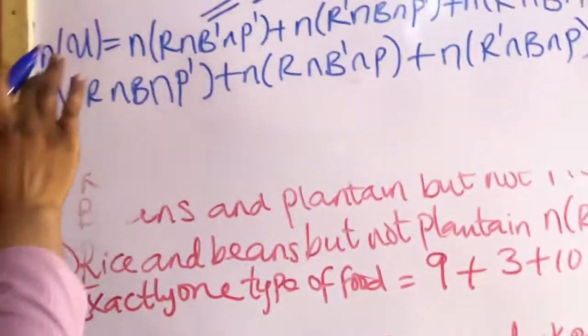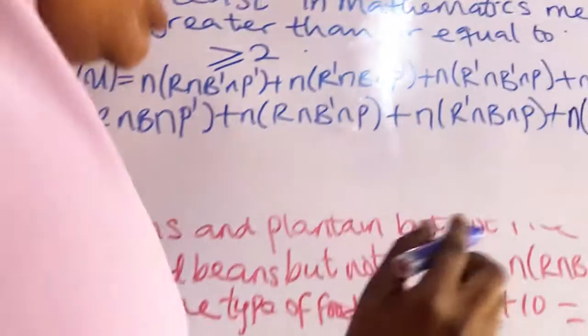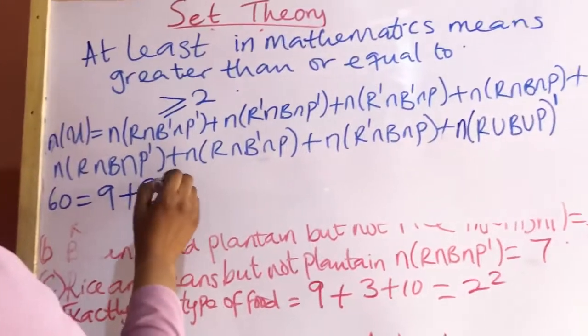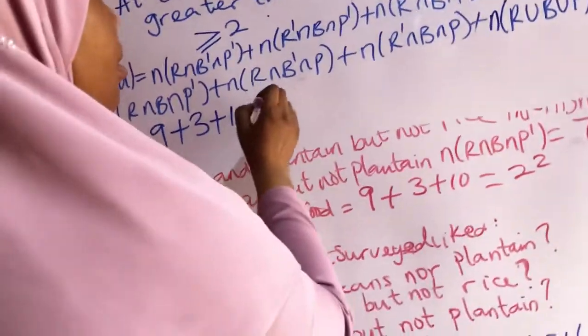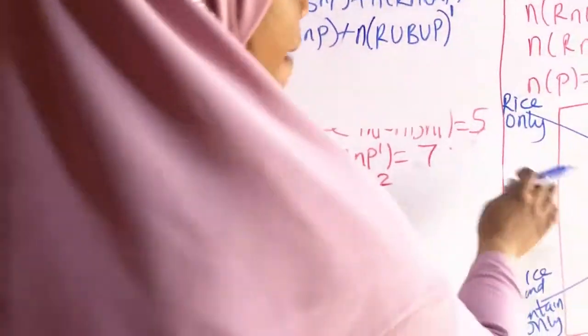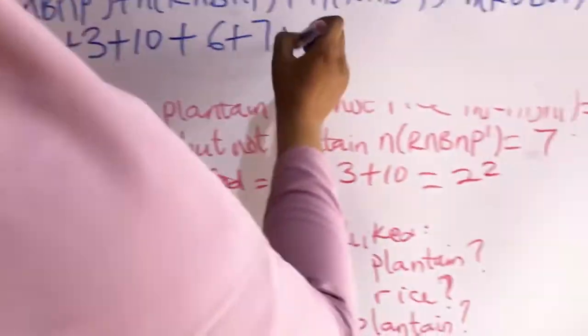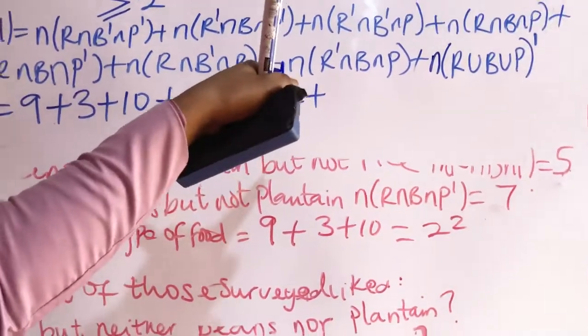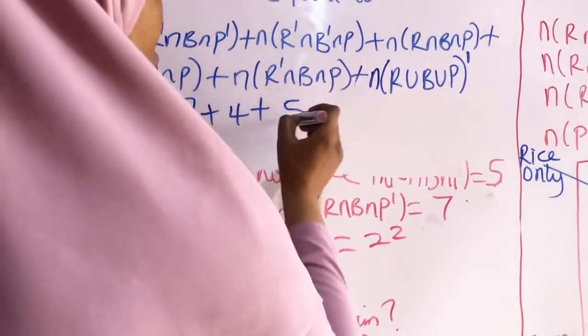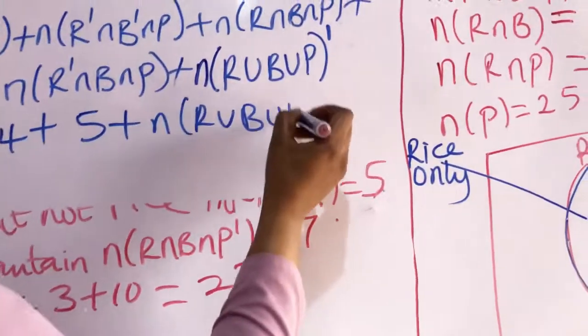So here the cardinality of the universal set is 60, which is equal to rice only, 9, plus beans only, 3, plantain only, 10, the three, 6, rice and beans only, 7, rice and plantain only, 4, plus beans and plantain only, 5, plus those that like none of the food. We have to write them as well.